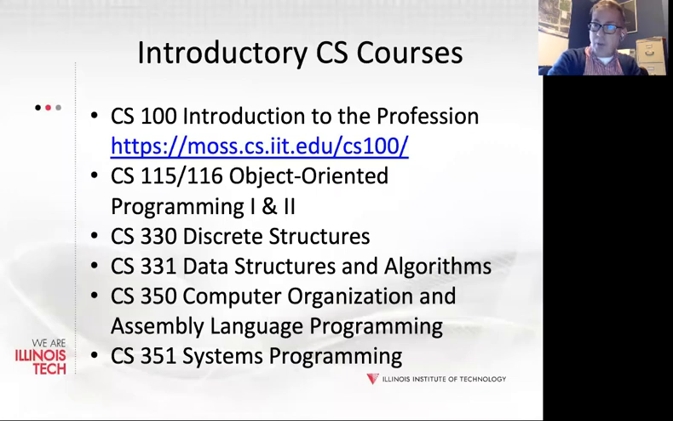Our CS 115, 116 is a 2-semester object-oriented programming sequence. It matches the AP CSA. We happen to teach Java. So again, if you have no programming background, that's fine. You'll start with our CS 115 in fall. If you come in with some background, we also have a 1-semester accelerated version, CS 201, which covers both 115 and 116 in one term.